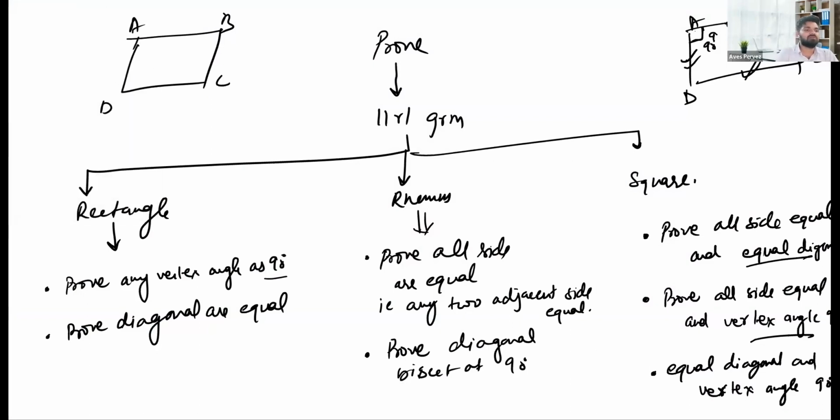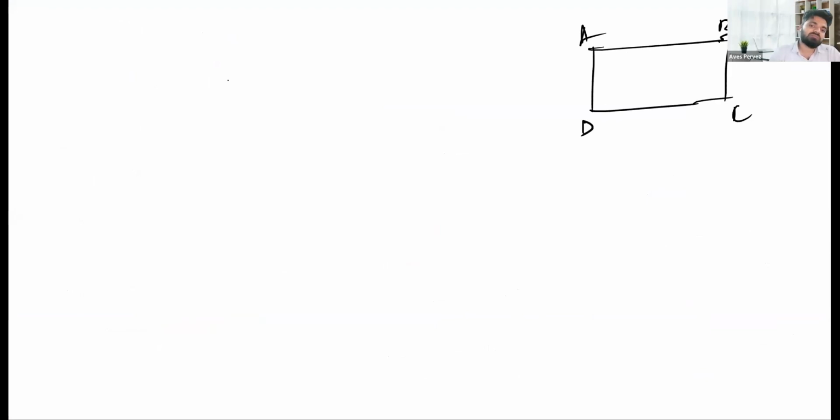So what we need to do here is, we have been given that ABCD is a parallelogram. If it is being asked to prove a rectangle, then try to make the shape as a rectangle. Whatever is being asked to prove, try to make the same shape. So it is being given to you that ABCD is a parallelogram.